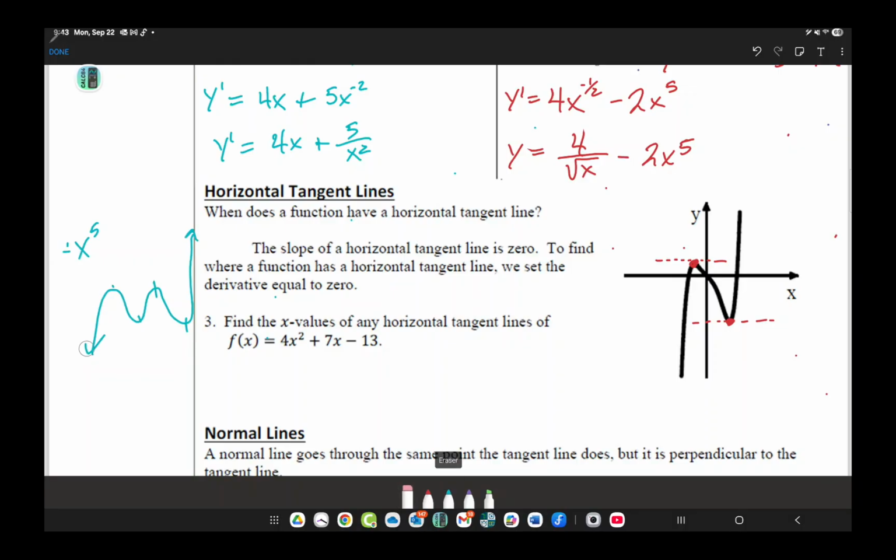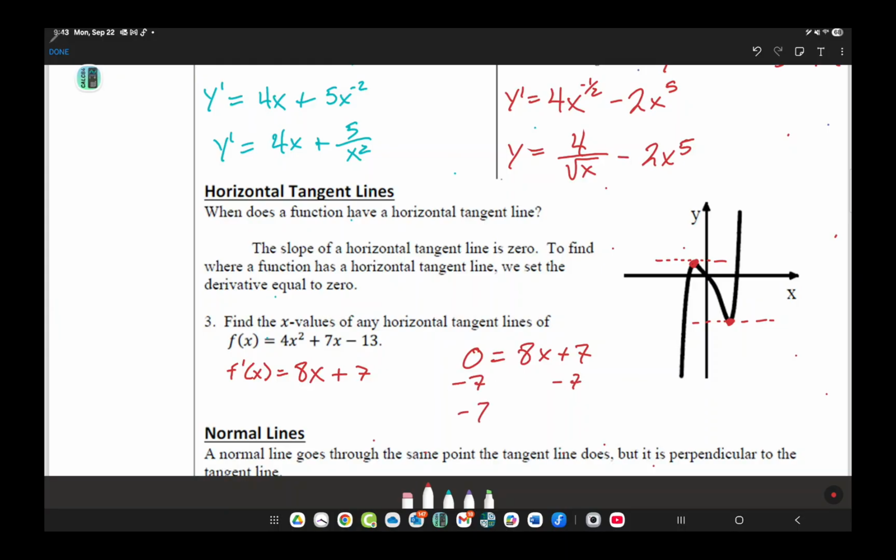All right. Now, we start out with a nice simple one. What kind of function do we have on number 3? It's a parabola, so we only have one vertex, really. We can actually use this to find the vertex by taking the derivative. So f prime of x is what? And we set that derivative equal to 0. 0 is equal to 8x plus 7. So what is x? Negative 7 is equal to 8x, so x is negative 7 over 8. That is your x value for your vertex.